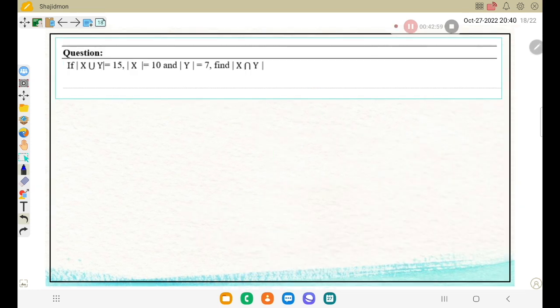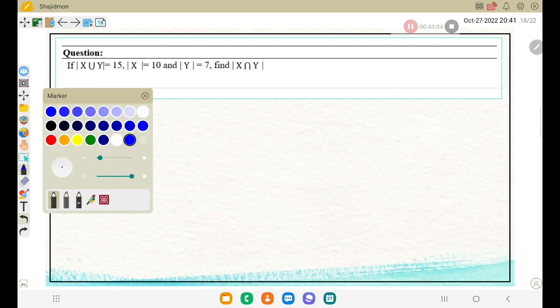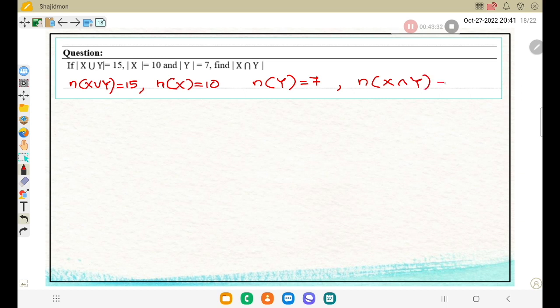Okay, now this question. If the number of elements of x union y equal to 15, absolute means number of elements. Number of elements of x union y equal to 15. Cardinality of x equal to 10, number of elements of x equal to 10. Cardinality of y equal to 7, number of elements of y equal to 7. What is the question? Find the number of elements of x intersection y. This is the question.